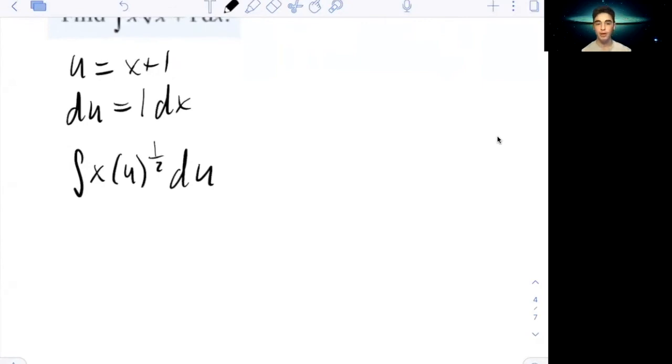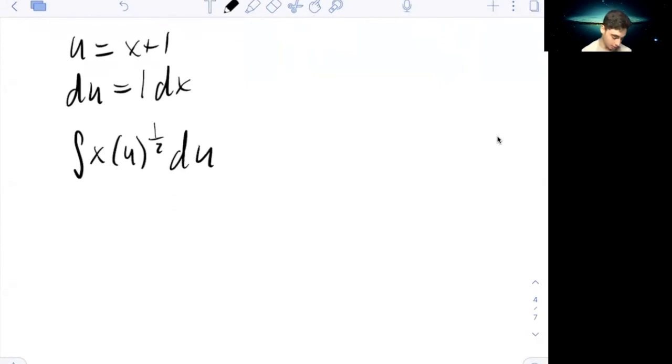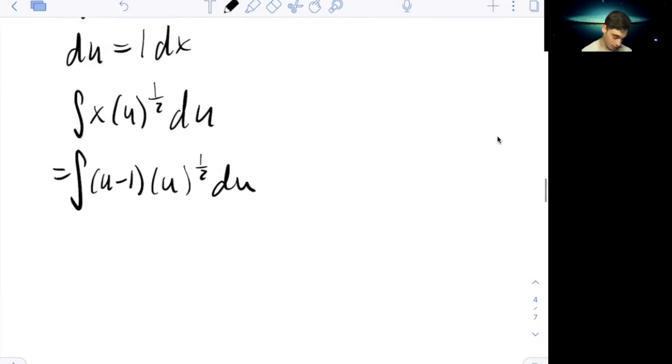Maybe you got a little stuck, or maybe you're not really sure what to do. But basically, what you want to do from here is figure out what is u? U is x plus 1. So what is x in terms of u? It's u minus 1. So we have u minus 1 times u to the 1/2 du.